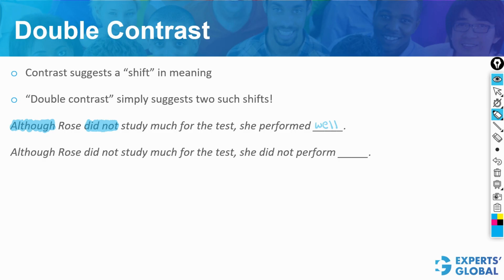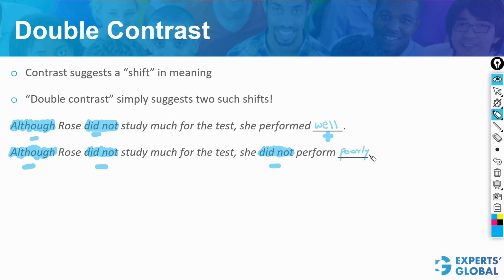Let's look at one more example. Now here you see a shift here, did not, so one more shift here, and then once again, did not. So we have a negative word here, a negative word here, and a negative word here. Three negatives would lead to something negative. Here, see, negative and negative led to something positive. In this case, negative, negative, negative would lead to something negative. So although Rose did not study much for the test, she did not perform poorly. Processing each contrast trigger carefully is the key in all such sentences.